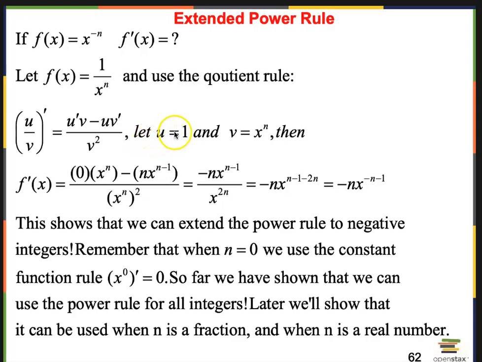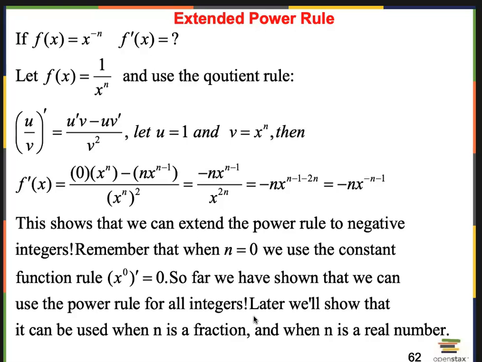Let u equal 1, right? And v is going to be the denominator, just like the regular quotient rule. And then we plug it into our rule. And so we end up with negative n x to the n minus 1 over x to the 2n power, which ends up with negative n x to the minus n minus 1. So we show how we can extend the power rule to negative integers.